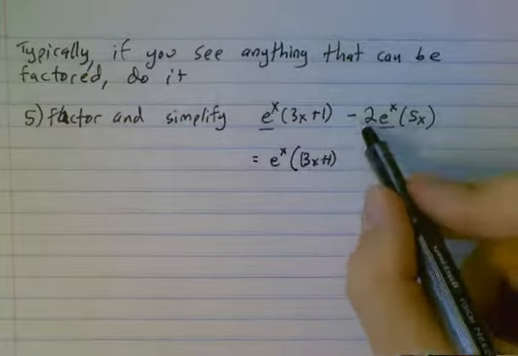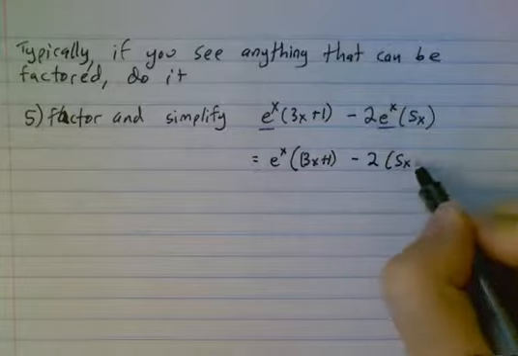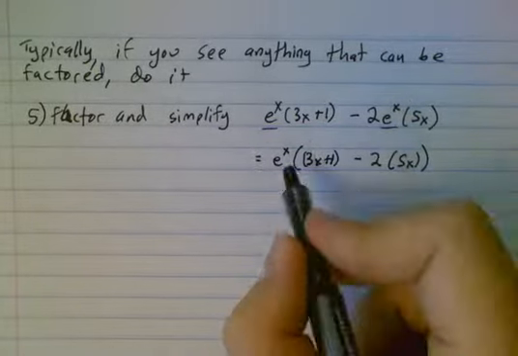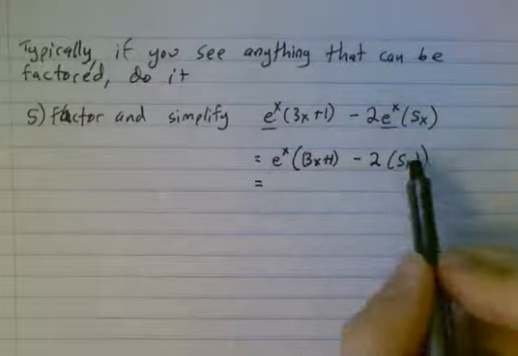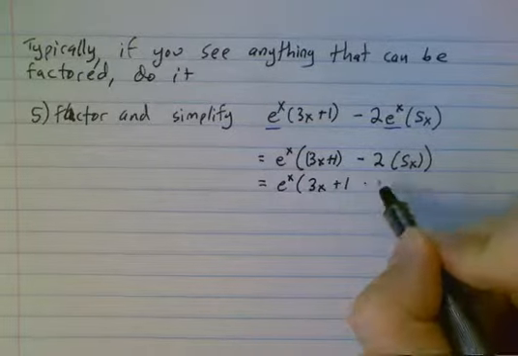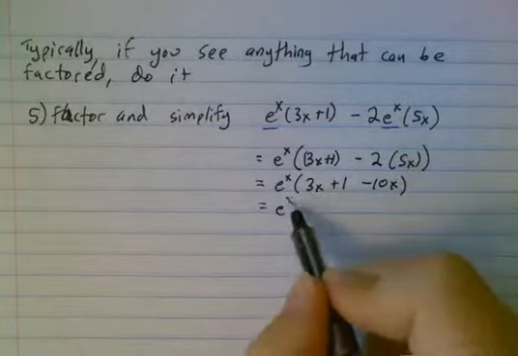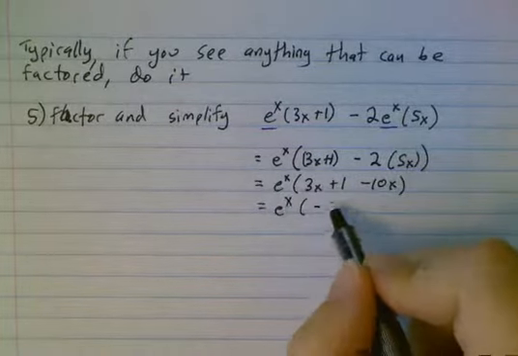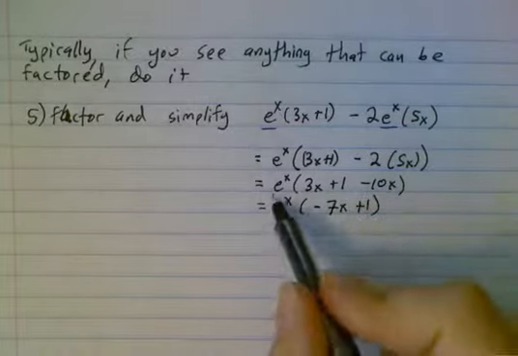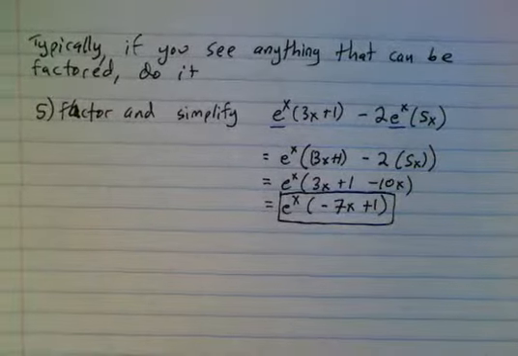There's a 3x plus 1 left over, minus 2, and there's a 5x left over, but this e to the x has been factored out to the front. Now I can simplify what's in here. This is e to the x, 3x plus 1 minus 10x. 3x minus 10x is negative 7x plus 1. Again, that's the form that you're typically going to see on multiple choice answers.